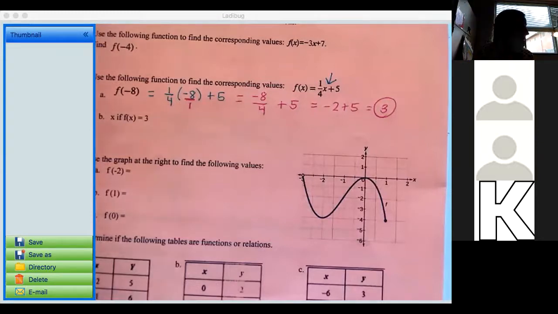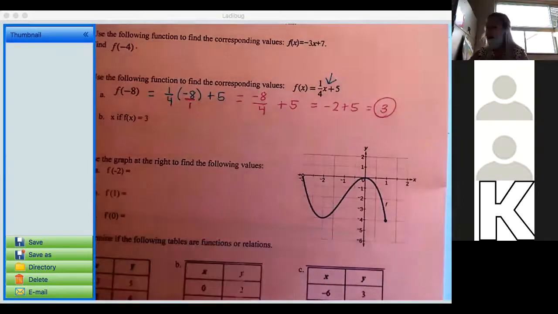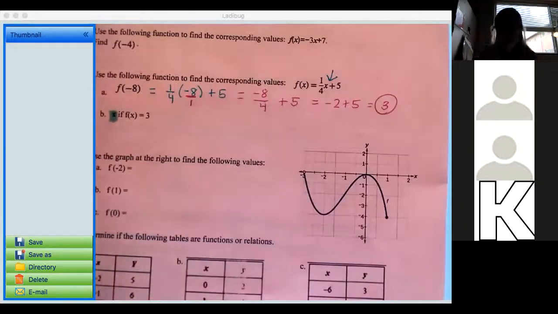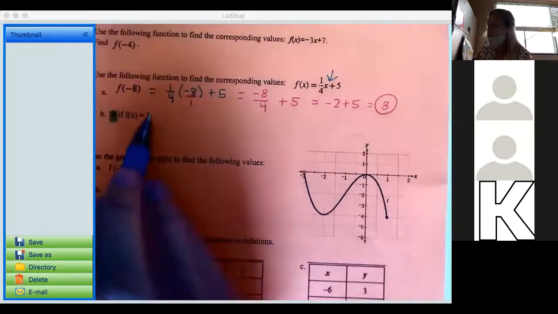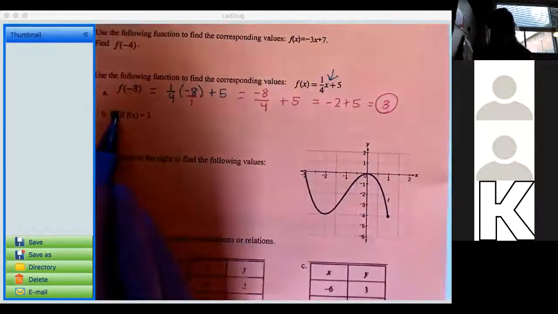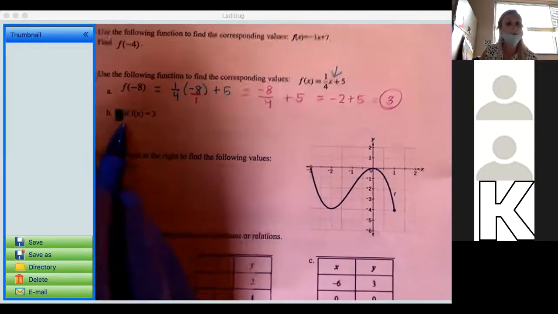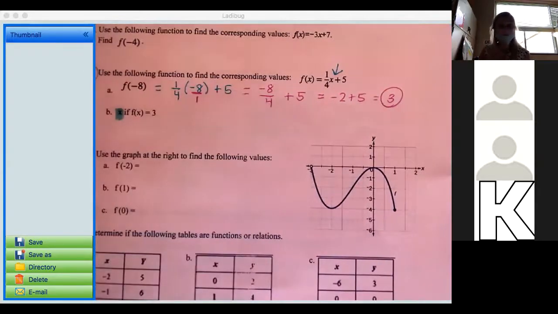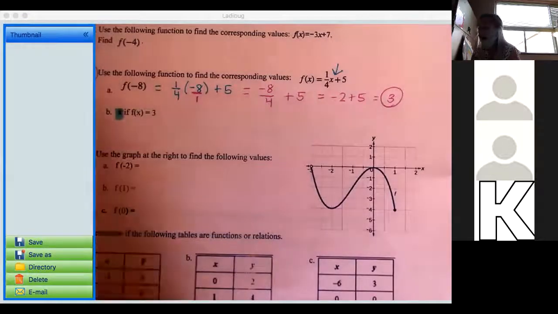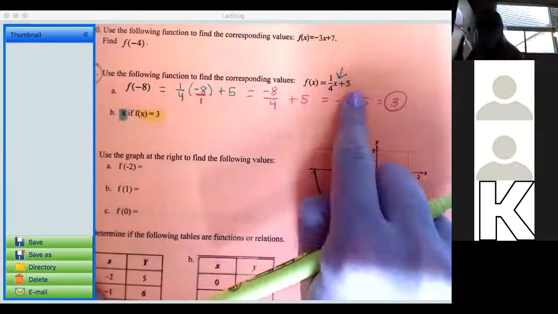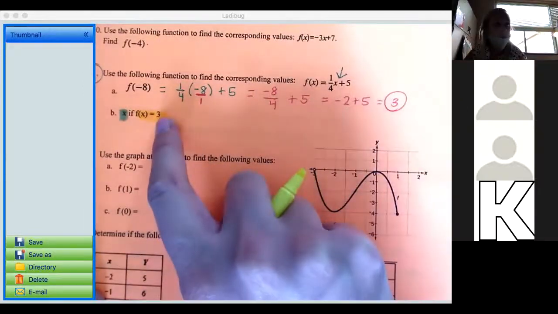Y'all okay with that? Yeah, the B part is tricky. So I want you guys to look at B. I'm asking you to find X. A lot of you messed up on this one because y'all went and put 3 in for the X. I'm telling you to find the X. 3 is not the X. I'm saying, what is X? So look at what I did give you. I told you the whole thing, F of X, this whole equation should equal what?